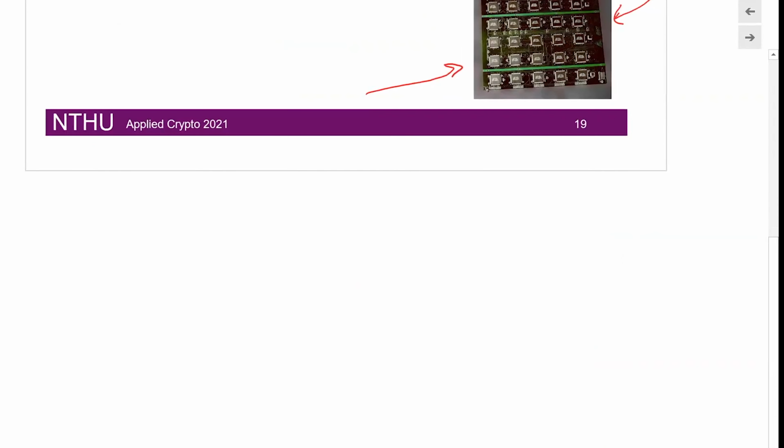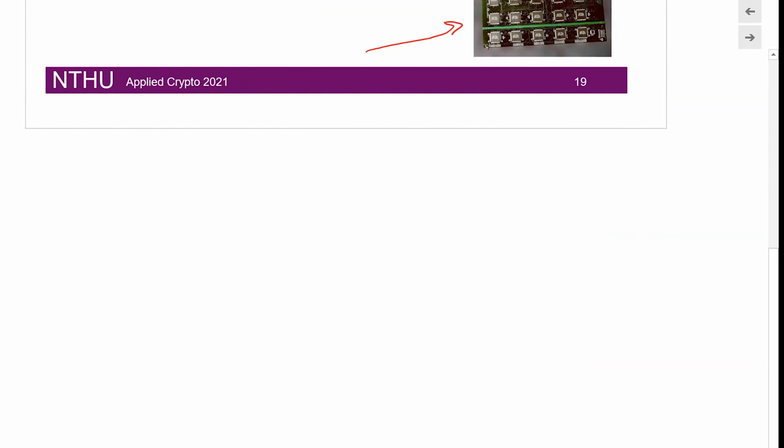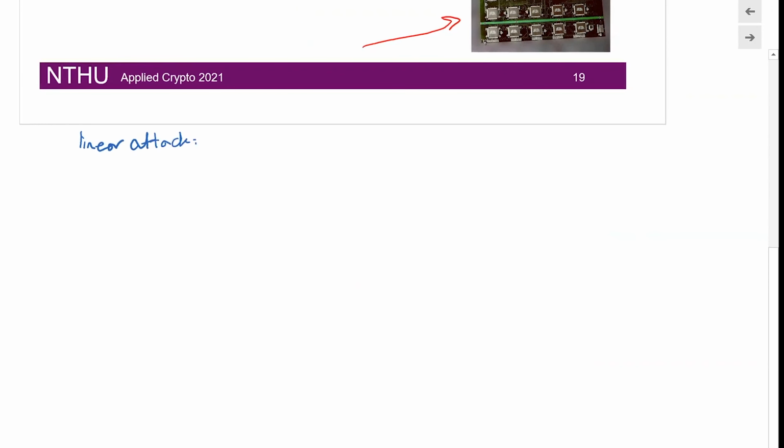So in the linear attack, let's define what it is and discuss it a little bit. The goal of this attack is to find some sort of linear relationship between the key, message, and the ciphertext. So let's say the goal is to find a linear relationship among message, ciphertext, and key.